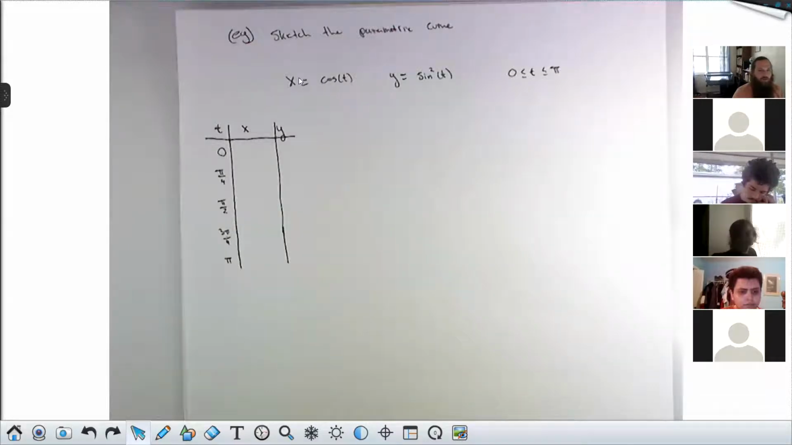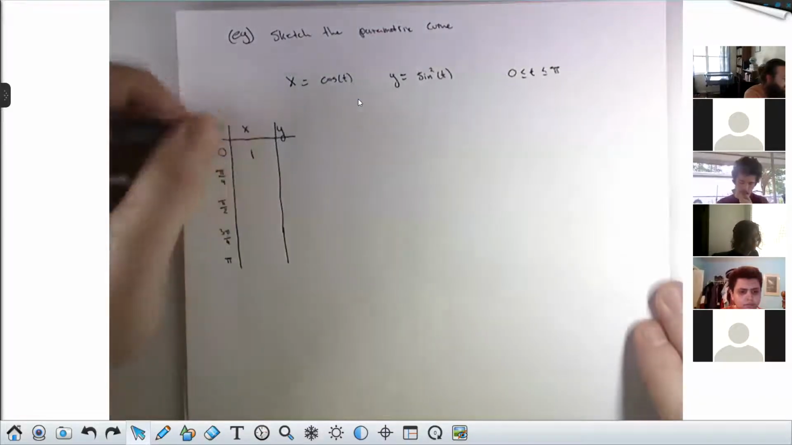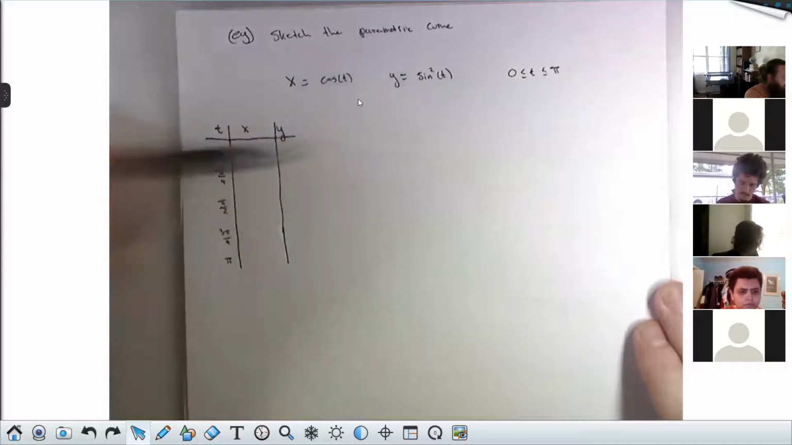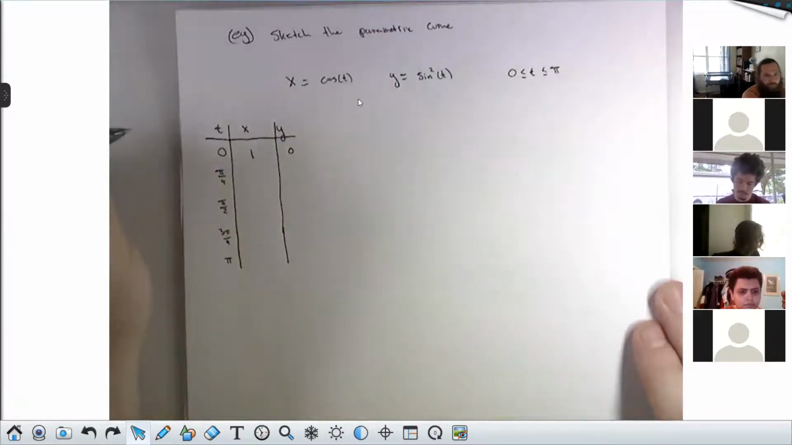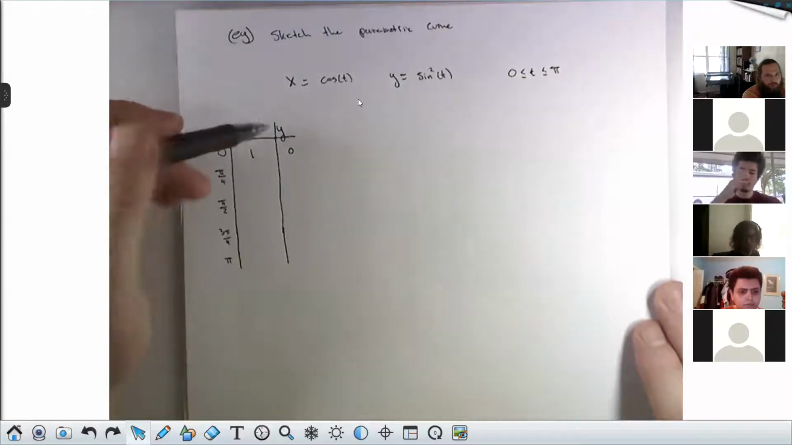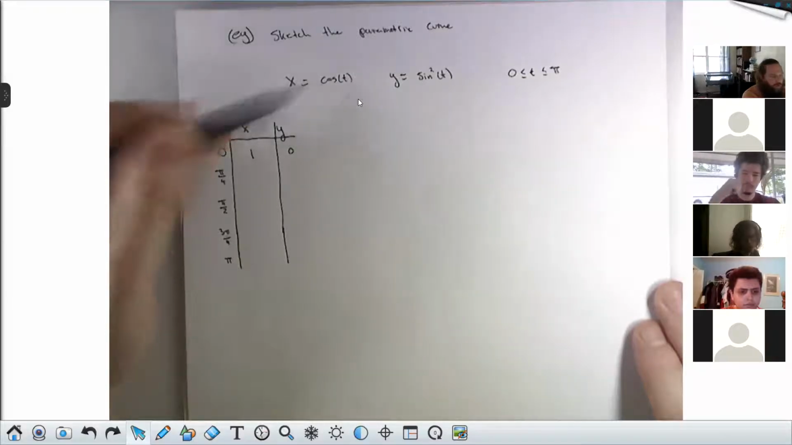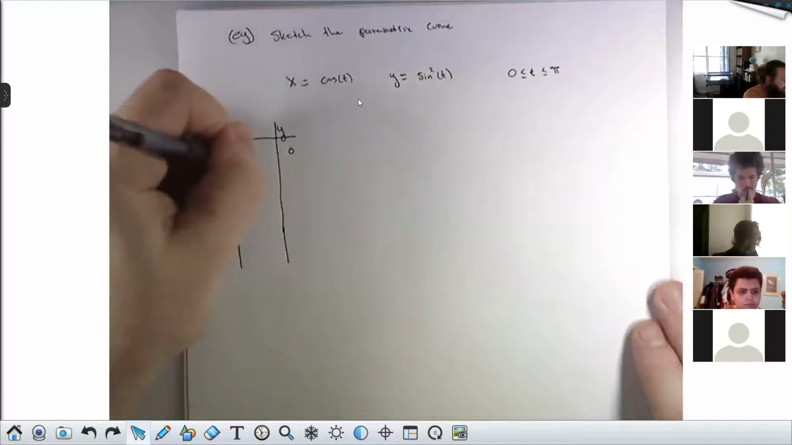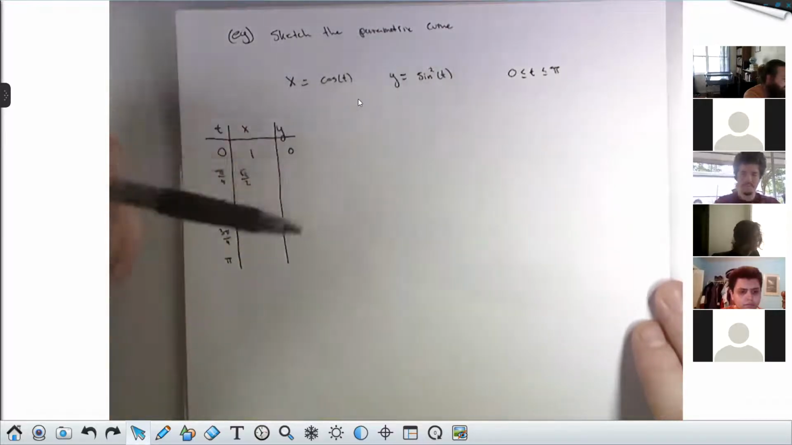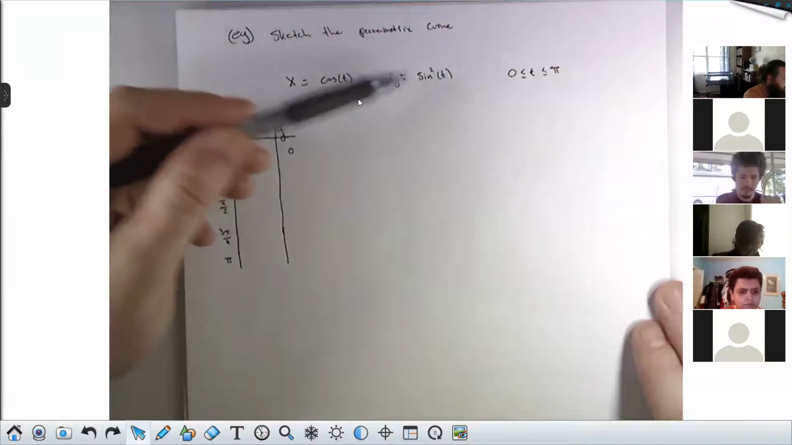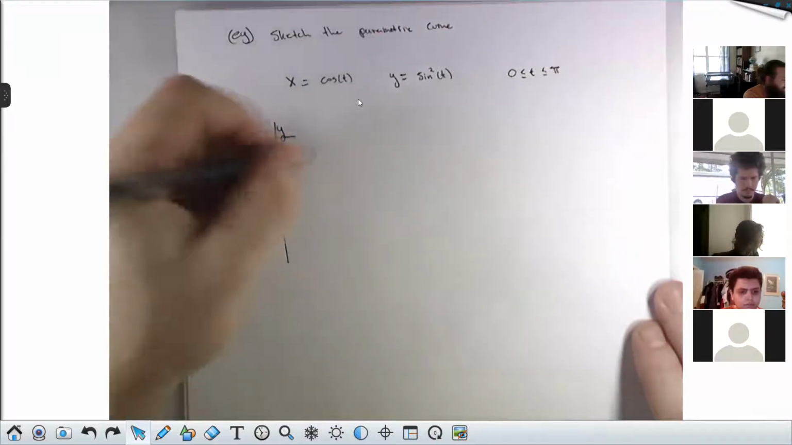When t is equal to 0, x is the cosine of 0, which is 1. And y is sine squared of 0. Well, sine of 0 is 0, so 0 squared is still 0. When t is equal to pi over 4, cosine of pi over 4 is root 2 over 2. And sine is also root 2 over 2. So sine squared would be 2 over 4, or 1/2.